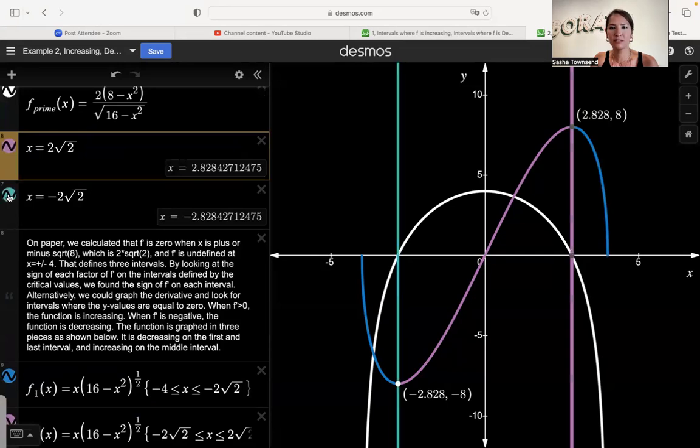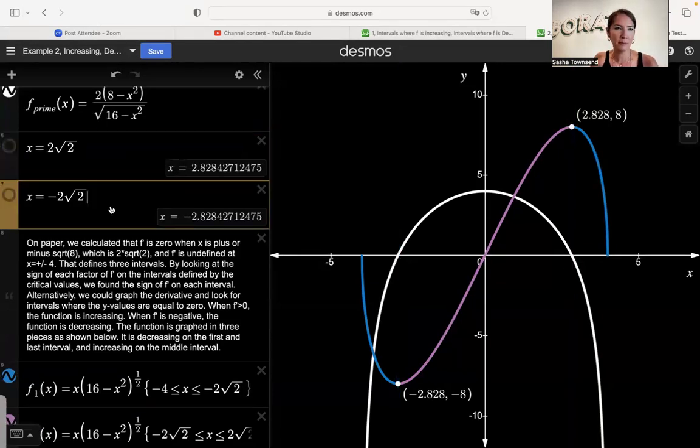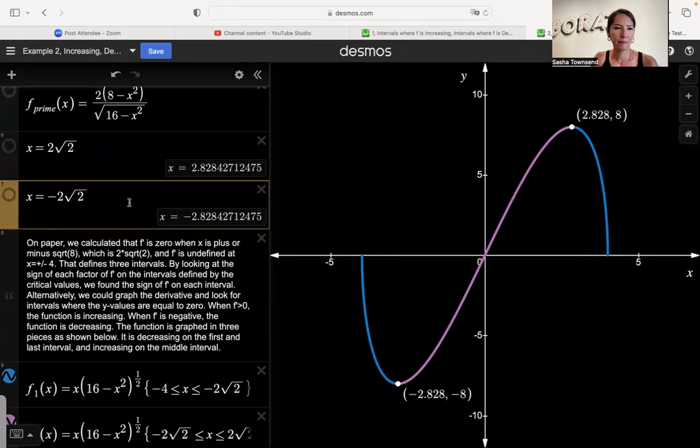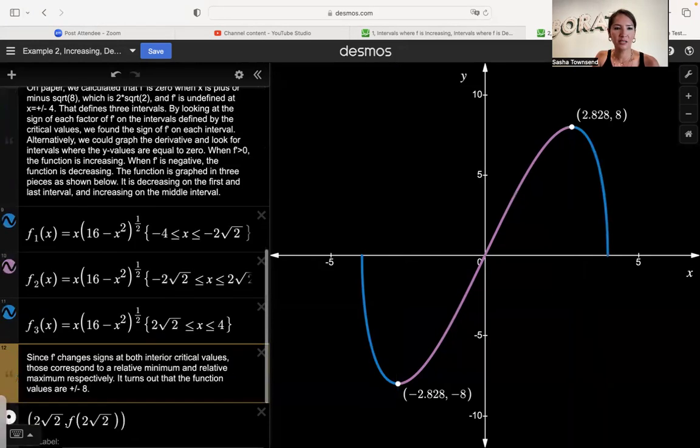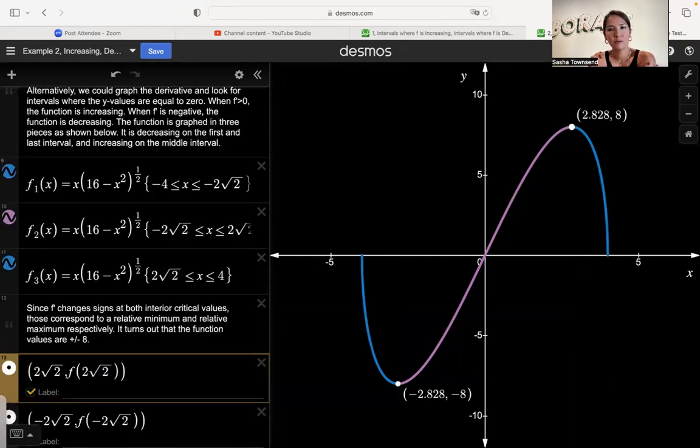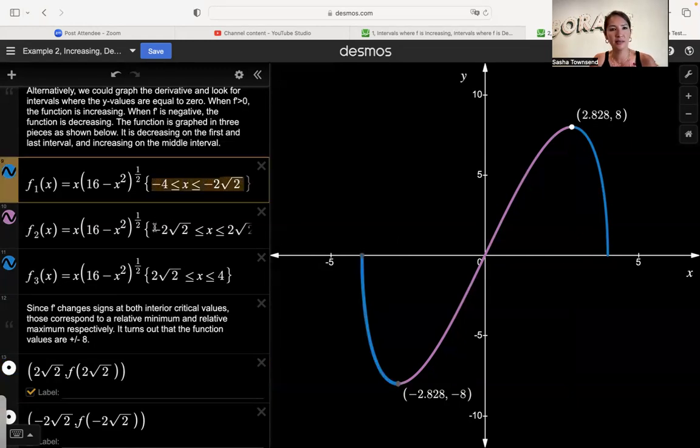We see that f prime is equal to 0 when x equals plus or minus the square root of 2 over 2, or plus or minus 2 times the square root of 2. Sorry, it's not in the denominator. And so that's our function. Now the question said, find the intervals where the function is increasing or decreasing. We can see it's decreasing here, increasing here, and decreasing there. And the intervals are these intervals.